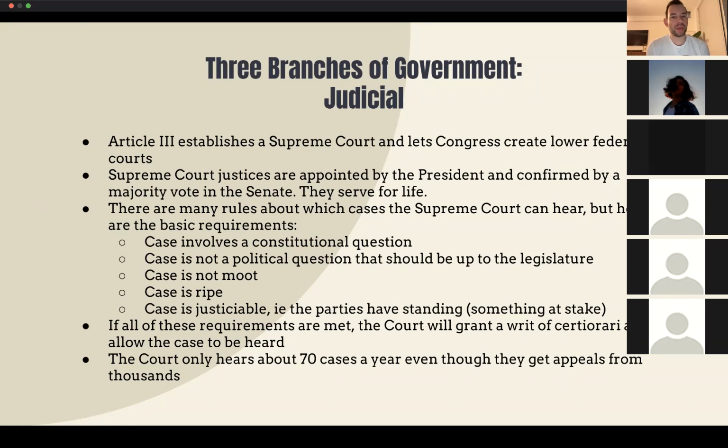So those are the basics of the court. We're going to look into the legal system a little bit more, but any questions on the basics of the Supreme Court and the judicial branch?